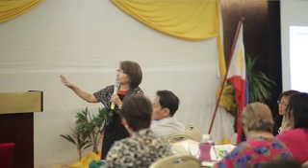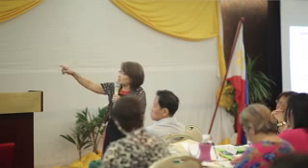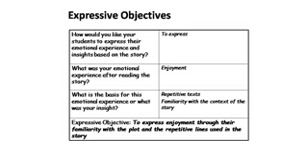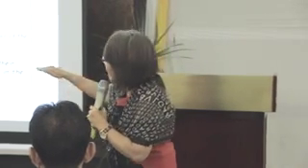Okay. So these are the process and the outcome is, if these are the process to express the enjoyment, repetitive text, so how will you express your objectives? To express enjoyment through their familiarity with the plot and the repetitive lines used in the story. See? This is what you want the students to get. You want them to express their feelings and, of course, using the repetitive text. So that is how we should be able to state our expressive objectives.